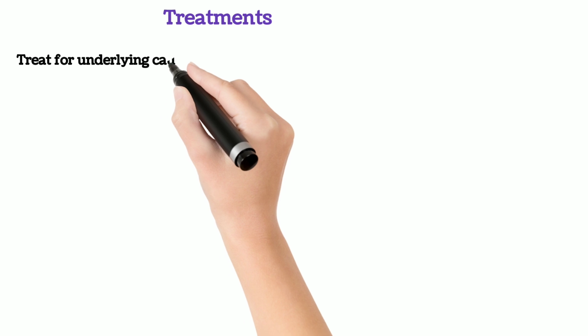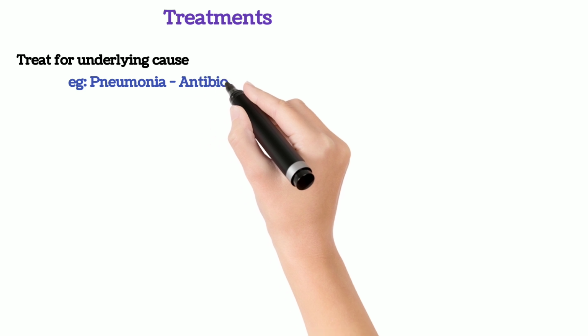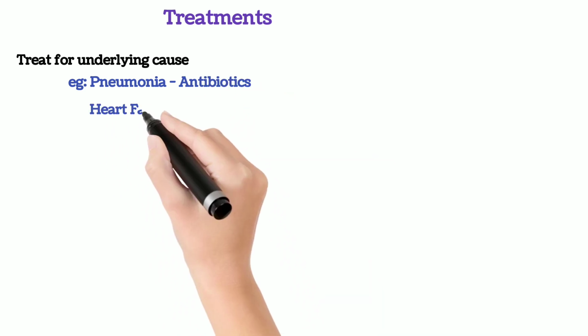Treatment. If there is a small pleural effusion, then conservative management may be appropriate. Management primarily focuses on identifying and treating the underlying cause of pleural effusion. For example, in pneumonia we can give antibiotics. In congestive heart failure we can give diuretics.